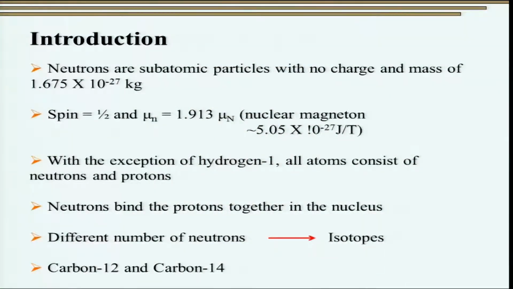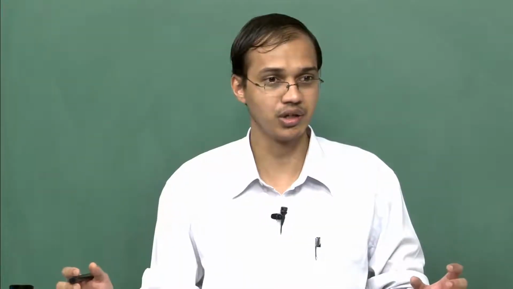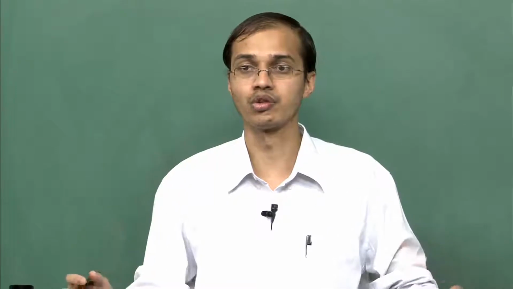Now, with the exception of hydrogen 1, all atoms consist of neutrons and protons. In fact, the neutrons bind the protons together in the nucleus, because the protons with all their positive charges have a tendency of repelling each other. The neutrons actually act as glue that holds all the protons together in the nucleus.